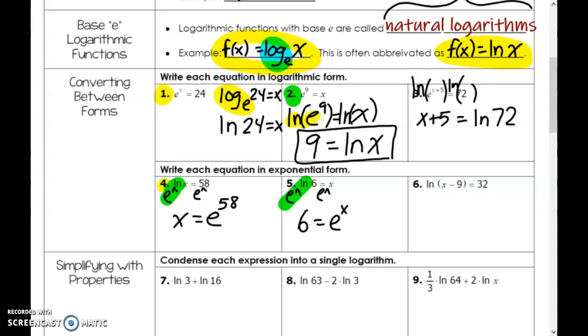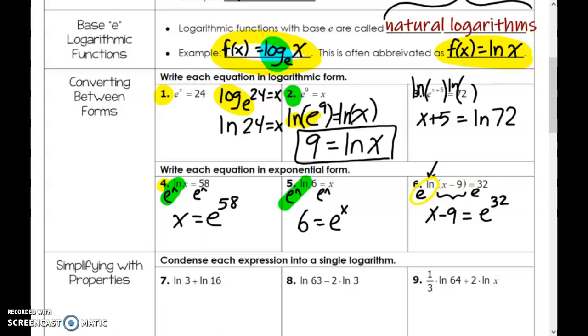Number 6, we have natural log of x minus 9 is 32. Same thing we did, if we want to get rid of this natural log here, we're going to raise e to that power and e to that power, essentially canceling these two out, leaving us with just this part that's in parentheses. So we have x minus 9 equals e to the 32 power.